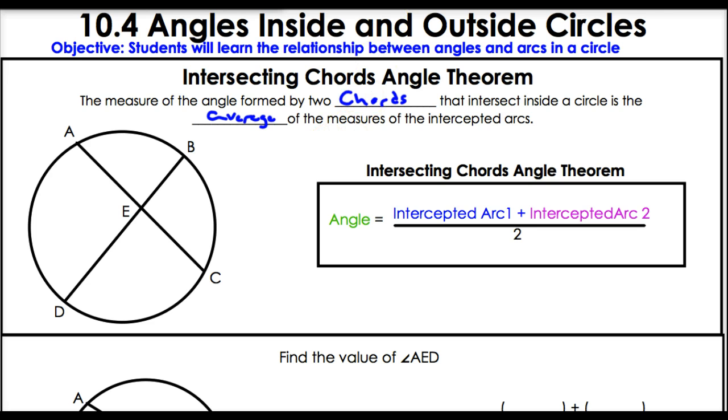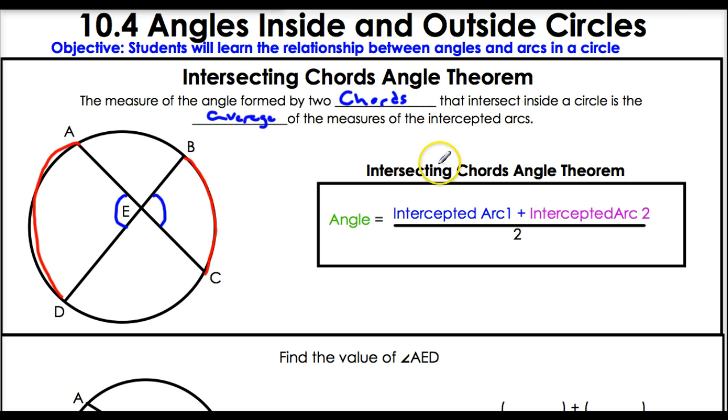And what does that mean? If I wanted to find this inside angle right here, these two chords intersect and create these two angles. If I want to find either of these angles, all I have to do is find the average of my two intercepted arcs, which in this case would be AD and BC.